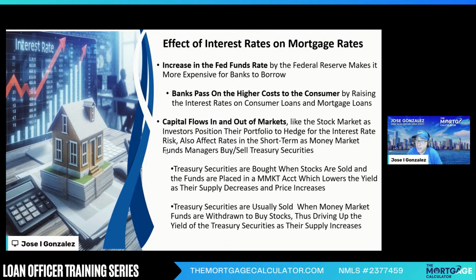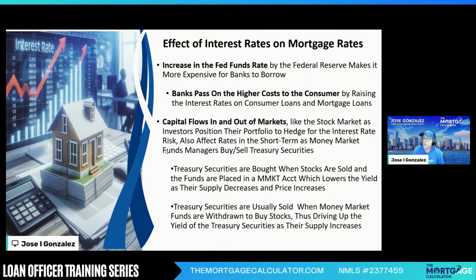Now, when we're having capital flows in and out of the market due to all this volatility with the treasury securities, you see all of a sudden the stock market jumps up when they make an announcement, or tanks when they make an announcement. That results in capital inflows or outflows out of stocks and out of the treasury securities as well. So, like the stock market, as investors position their portfolio to hedge for interest rate risk, this also affects the rates in the short term as money market fund managers need to either buy or sell treasury securities.